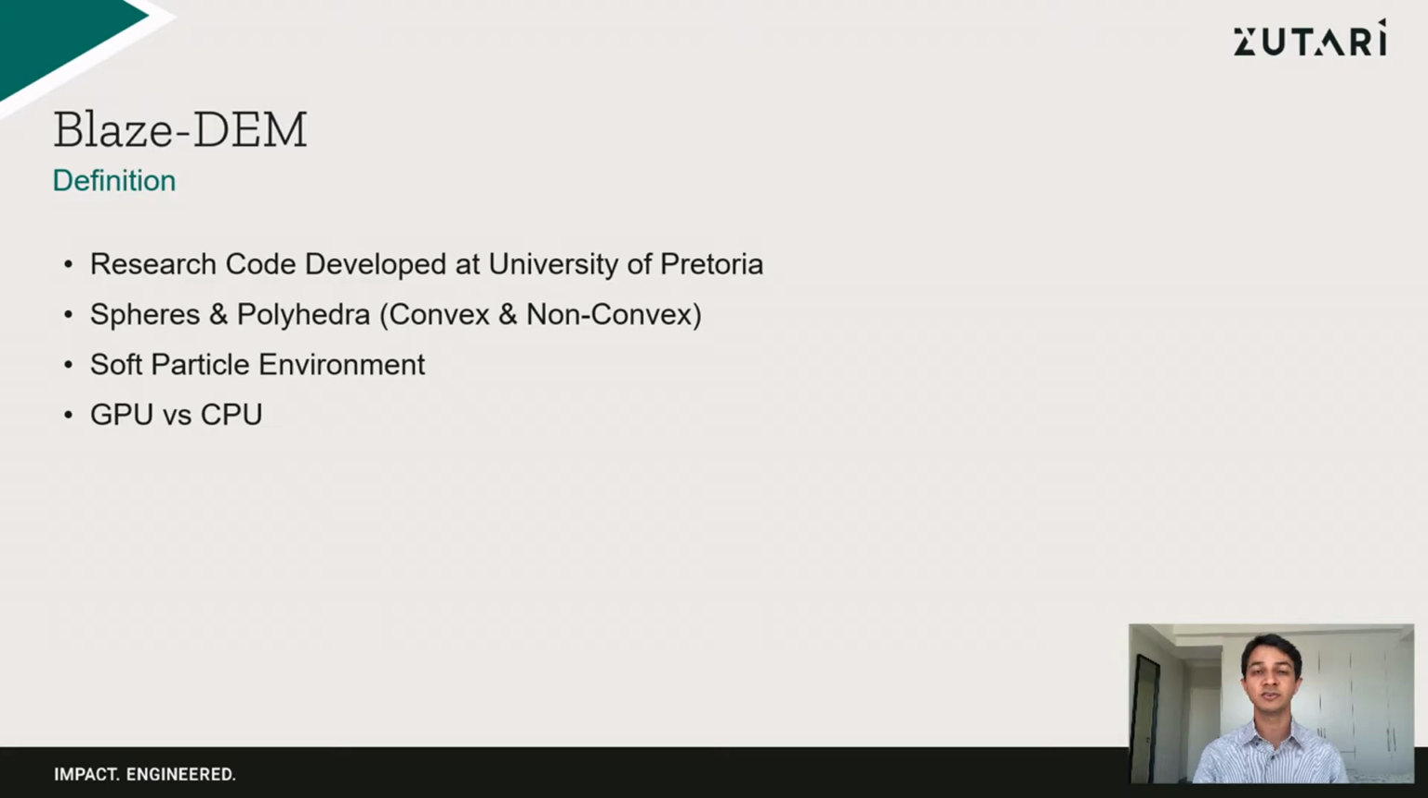BlazeDem is based in the soft particle environment, meaning that particles are allowed to overlap one another to be able to replicate particle displacements. The way BlazeDem achieves its high performance levels is by performing the calculations using a computer's graphics processing unit, or GPU, as opposed to the traditional method of using the central processing unit, or CPU.